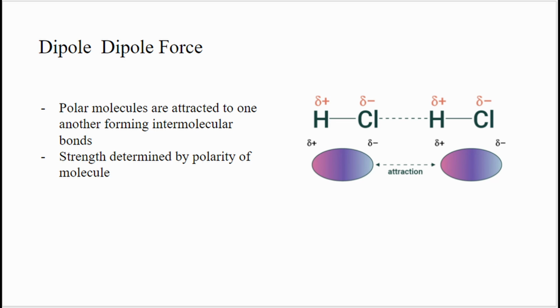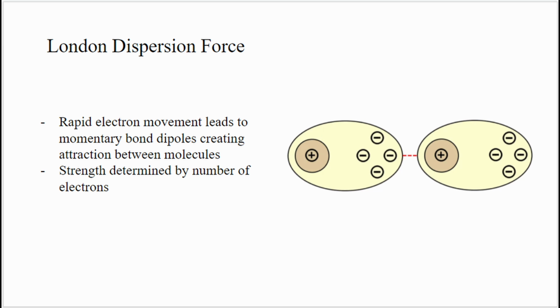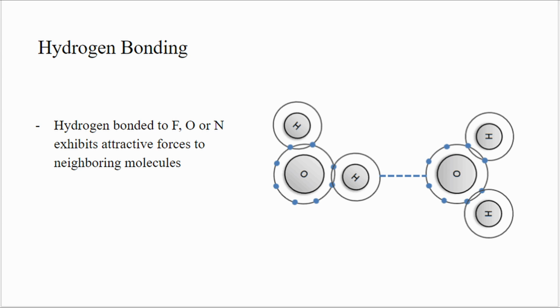Dipole-dipole force. Polar molecules are attracted to one another, forming intermolecular bonds, and the strength is determined by the polarity of the molecule. Morphine has dipole-dipole force because of the different electronegativity values in the atoms. London dispersion force. The movement of the electrons leads to momentary bond dipoles, creating attraction between molecules. The strength is determined by the number of electrons. Hydrogen bonding. Hydrogen bonding is when hydrogen is directly attached to oxygen, fluorine, or nitrogen. This creates strong bonds between molecules.